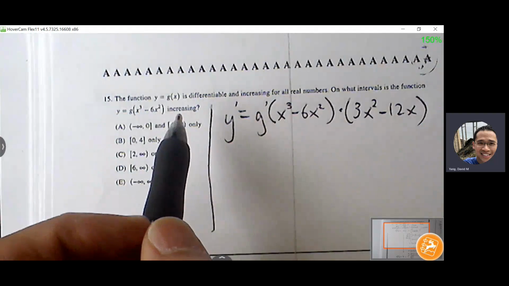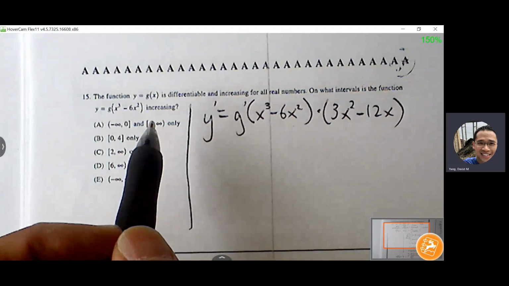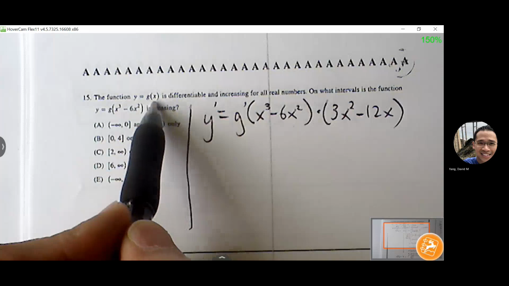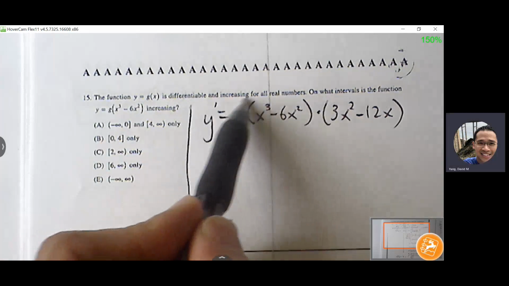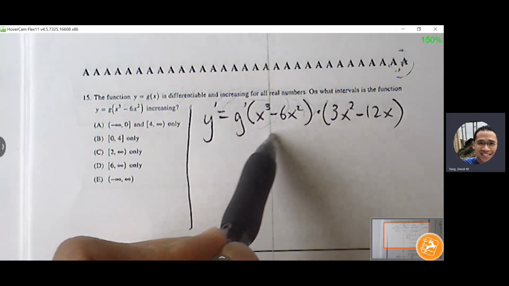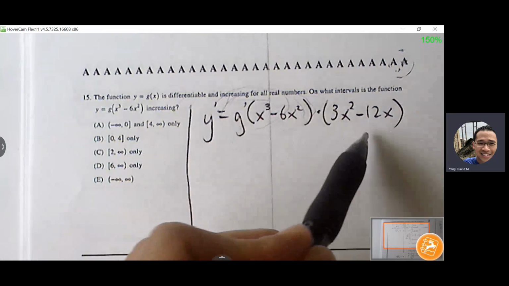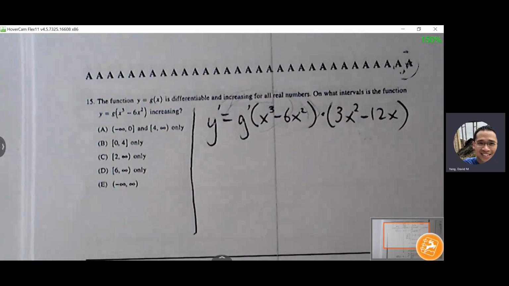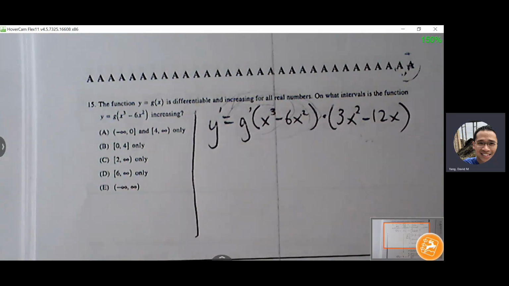Now we know that g of x is increasing. So if it's increasing for all real numbers, we know that g prime, this portion, is always positive. So we just focus on that 3x squared minus 12x. We can find our critical points, set that equal to 0.